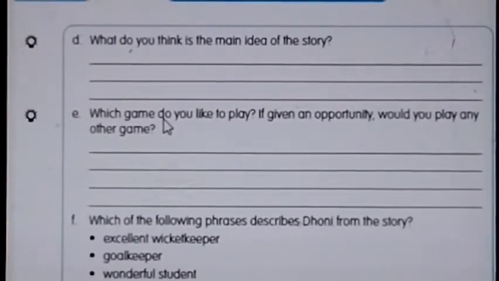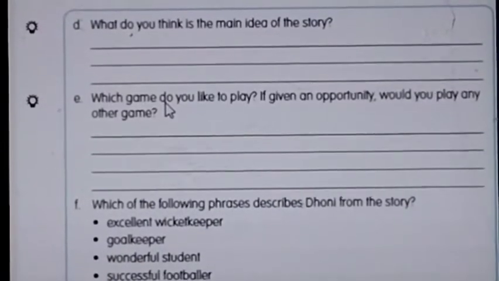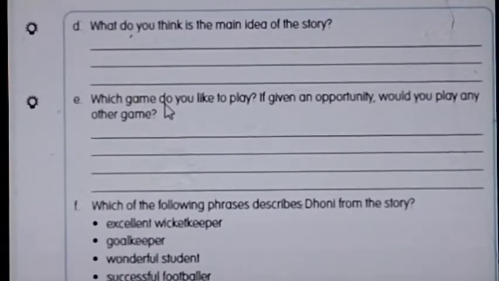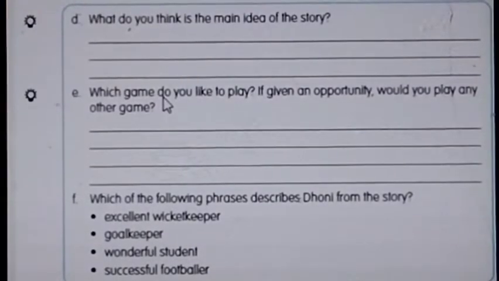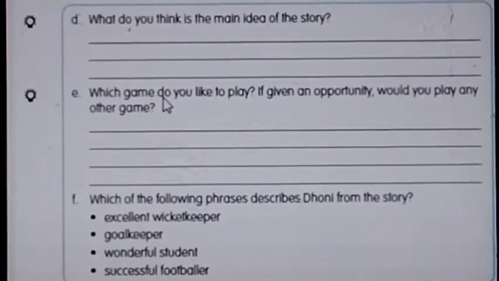In this question, A, B, C questions are given. On the next page, C, D, E, F questions are given. You just copy the questions in your English notebook and then try to answer the questions yourself.